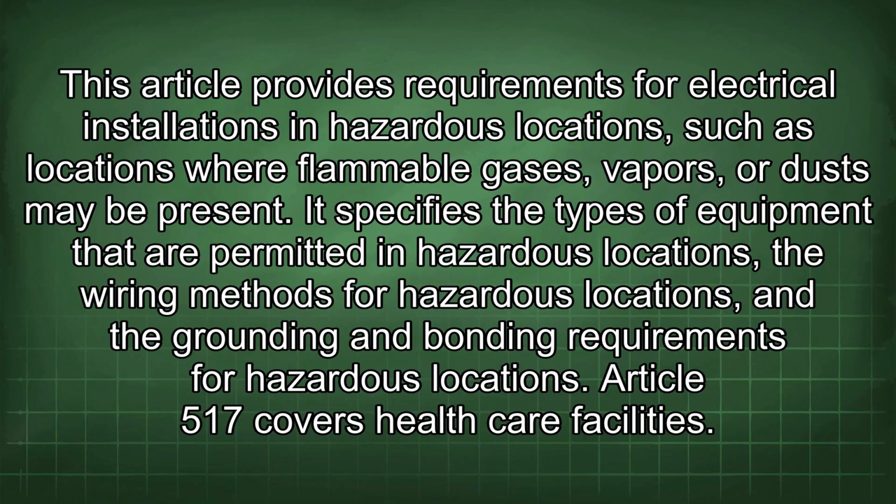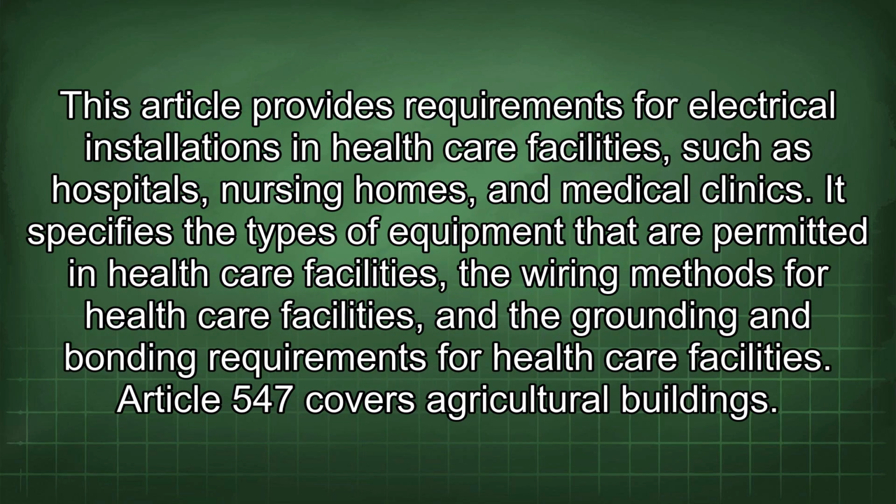Article 517 covers healthcare facilities. This article provides requirements for electrical installations in healthcare facilities such as hospitals, nursing homes, and medical clinics. It specifies the types of equipment that are permitted in healthcare facilities, the wiring methods for healthcare facilities, and the grounding and bonding requirements for healthcare facilities.